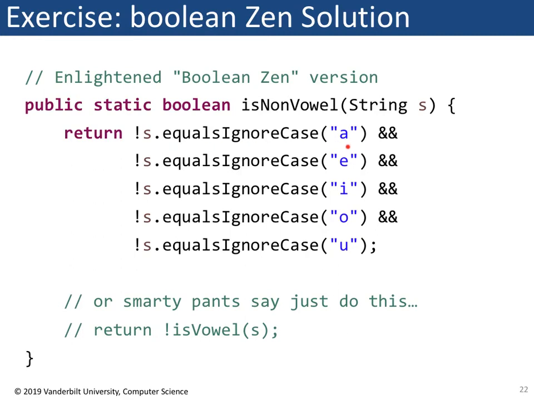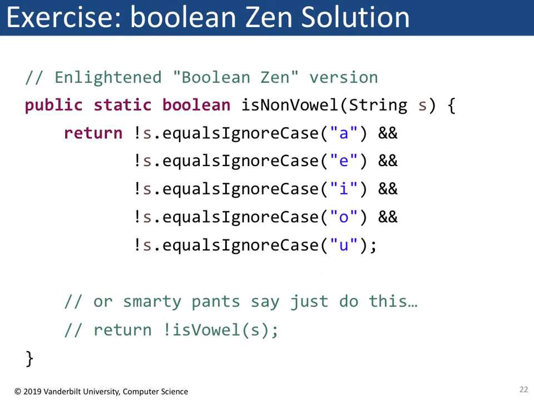However, if this evaluates to true, which means the string stored in s is not an uppercase or lowercase a, then we would move to the next expression, and if the value stored in s was not an uppercase or lowercase e, we would move to the next, and so forth until we check u. In the situation where we have checked all of these and the string stored in s is not equal to any of these vowels, then we will return the value true. However, if any of these tests returns a value of false, then we will return false, in which case it is false that this string is a nonvowel.